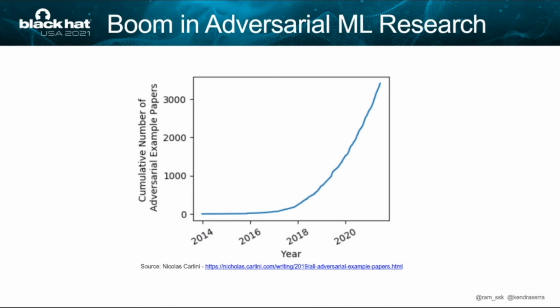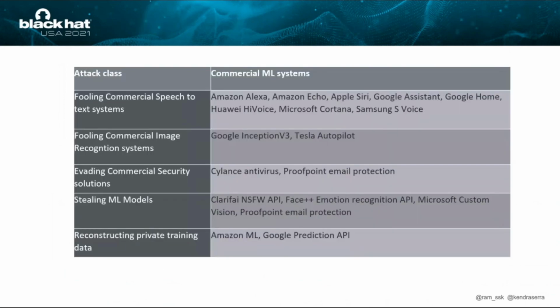Think about just Black Hat right now. And there's a whole lot of myth that adversarial machine learning is really just an academic pursuit and does not have impact on real life. Well, that's not what the data shows. Commercial ML systems from Amazon to Microsoft to Google to Facebook have all had their machine learning systems fooled, evaded, some of the ML models replicated, and some of the private training data recreated.